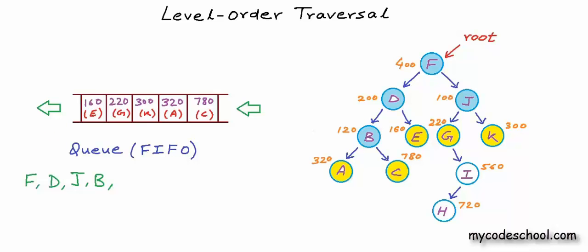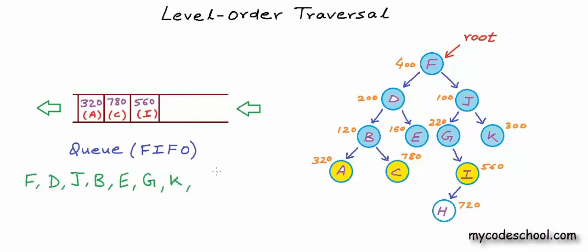After B we will have E here. Nothing will go into the queue this time. Next we will have G here, and the address of I will go into the queue. Now K will be visited. Now at this stage we have reference to 3 nodes in the queue.